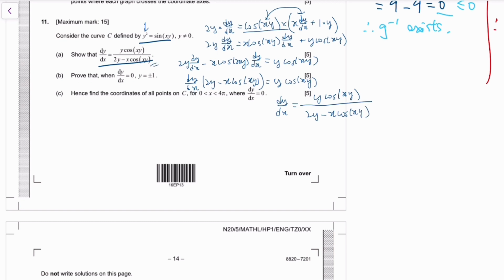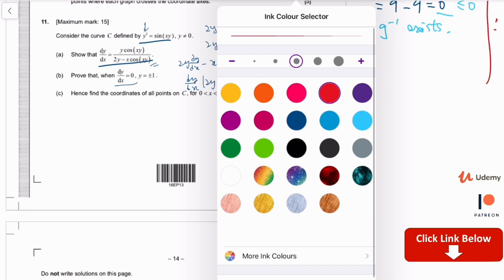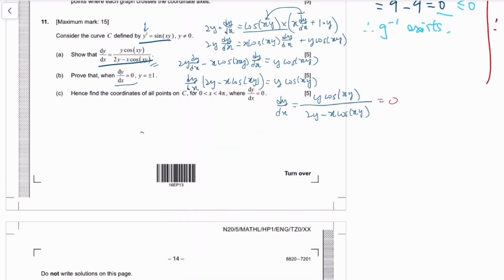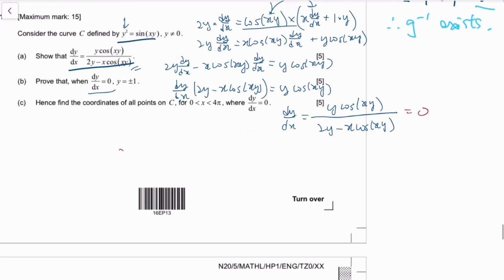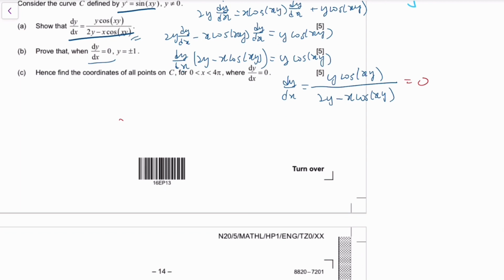So we got what we want. Prove that when the derivative is 0, y is plus or minus 1. So let's do that. Make dy/dx 0. I hope this is not too small, but I really do need the space. So when it's 0, you multiply the bottom to the right. So those are gone. So you have y cosine xy to be 0.